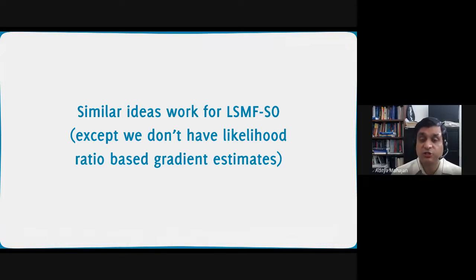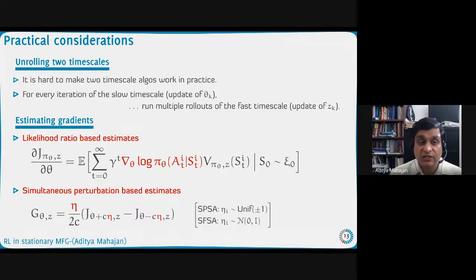Similar idea works for the socially optimal setting. The only difference is that we don't have likelihood ratio based gradient estimates there. And the reason for that is, as I said here, the reason we can get likelihood ratio based estimates is because my Z is fixed. In the socially optimal case, I also have to take the derivative with respect to Z. So I would have a term in evaluating the full derivative, which would be the derivative of the stationary distribution with respect to the policy parameterizations. And that is something which is very difficult to characterize.